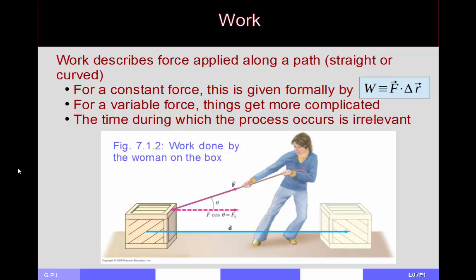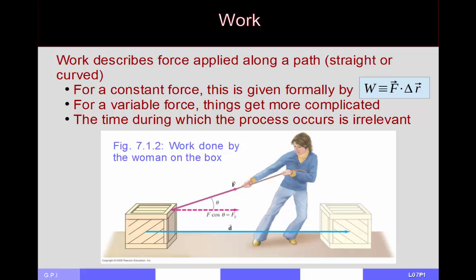So that's almost a brief survey of everything that I was going to talk about today. So now let's look at everything in a little more detail. And the first thing that we need to understand is work. And so work describes force which is applied along a particular path, be the path straight or be it curved.